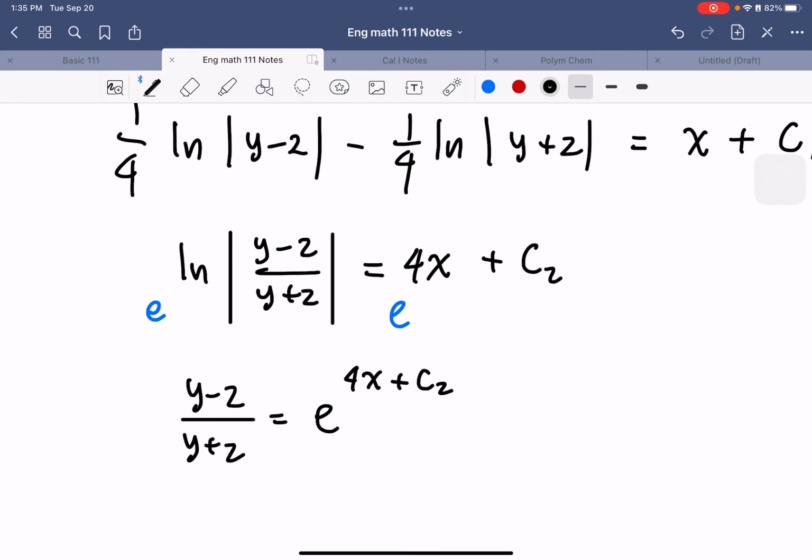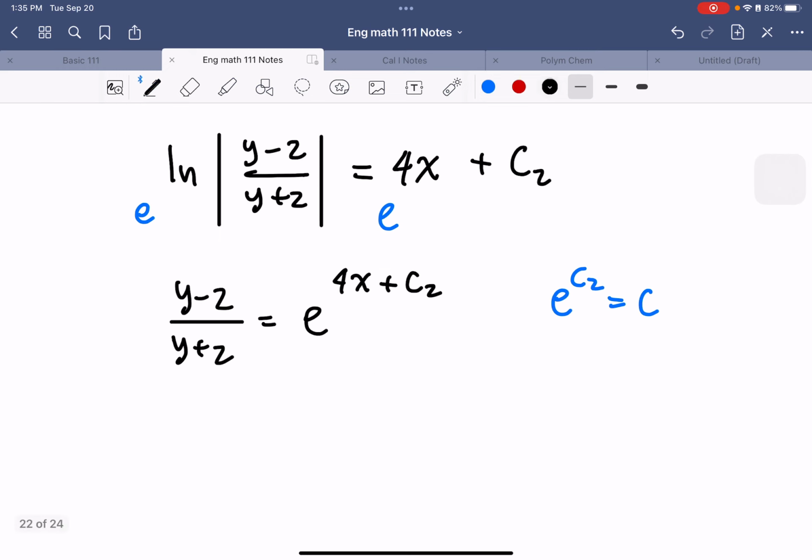And remember, this e power of a constant is just a constant, right? So we can actually change that into another constant. So e with power of c2 is, let's say, just a constant, okay? So actually we can write this as e with power of 4x and then multiply with the constant.